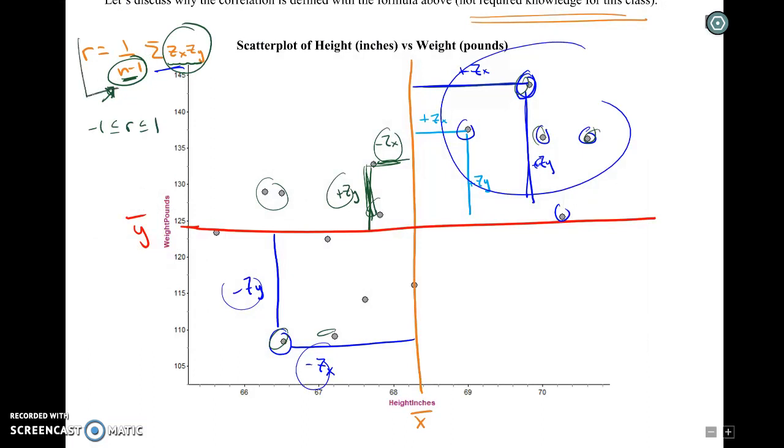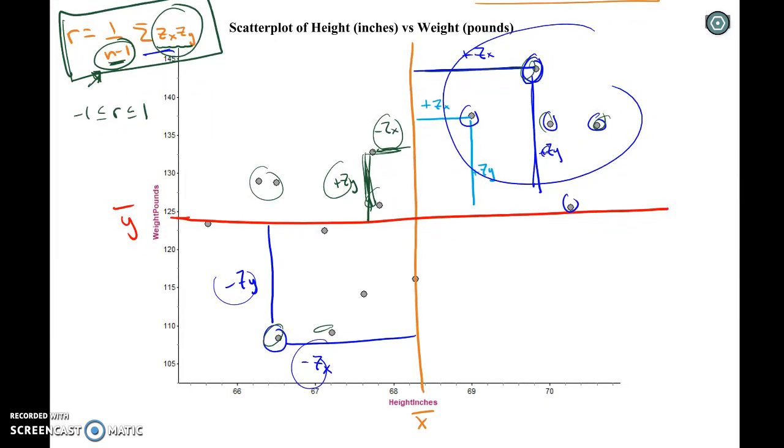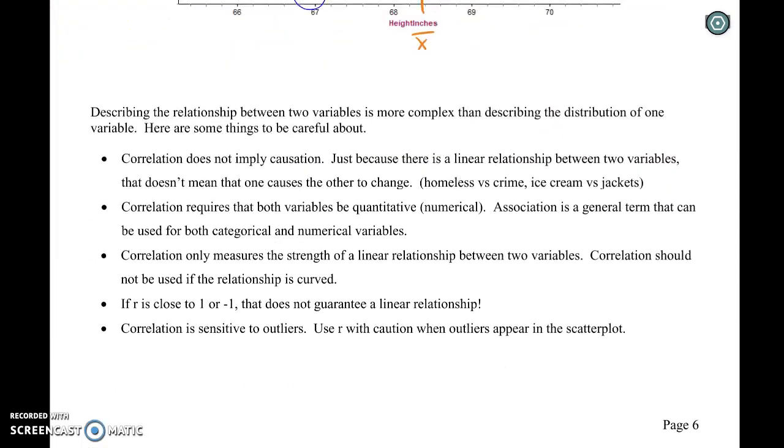Again, you probably will never use this formula, but knowing how it works a little bit, at least, is important, I guess, in my opinion. All right, so now some correlation wisdom, stuff you got to watch out for.